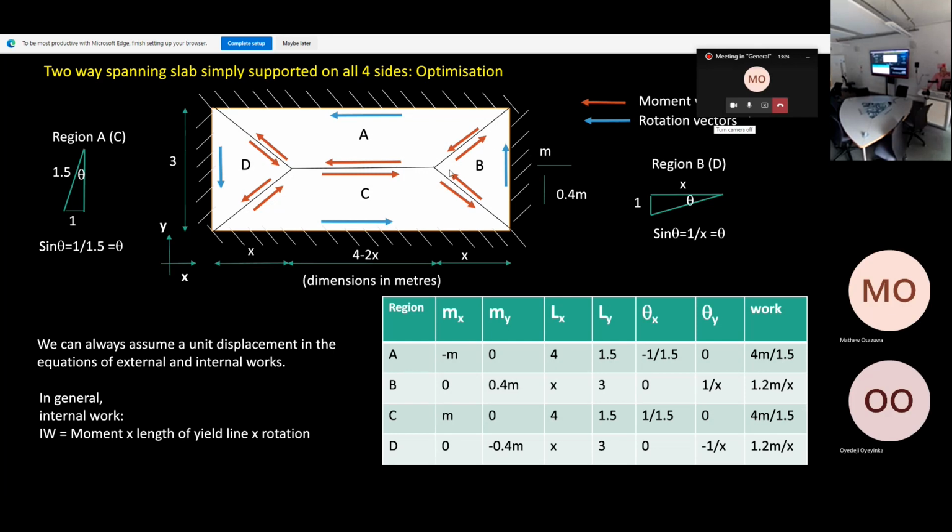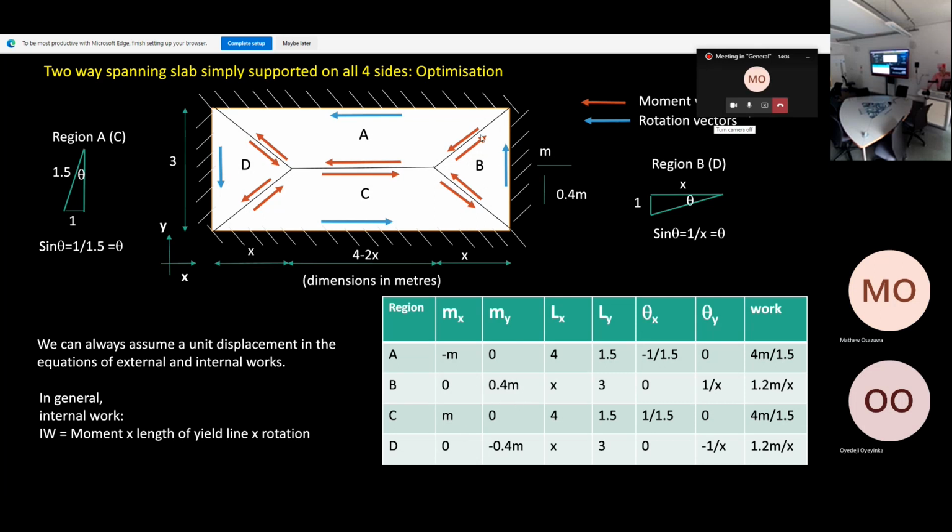So if we look at B, these are the vectors. When you project these two vectors on the x-axis, they cancel each other, so you get 0. And when you project them on the y-axis, you can see that you get a positive component, and it's 0.4 M.